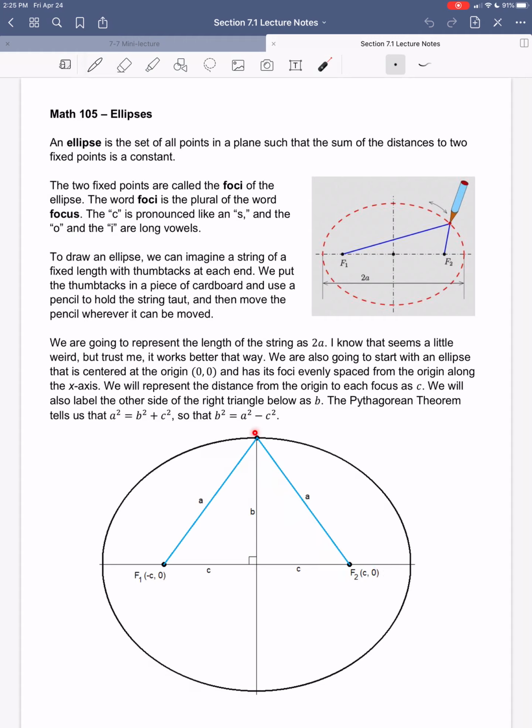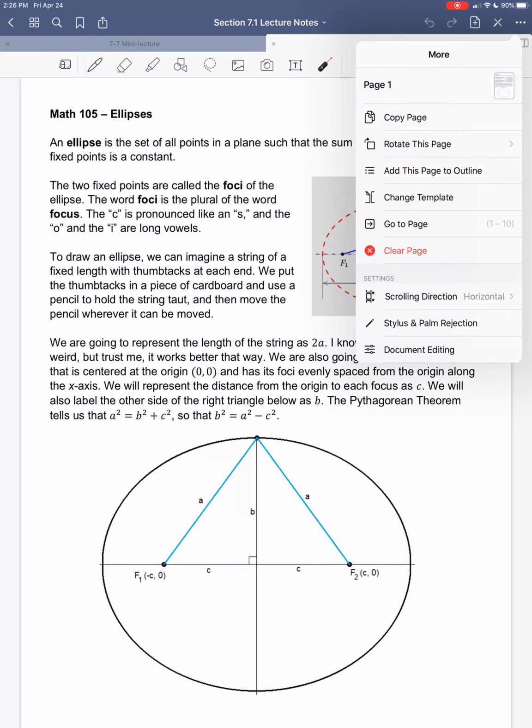Remember, if we hold the pencil right above the center, the string has length 2a. This is sort of why we did it that way. One half of the string is a going up, and the other half is a going down. We've got these two sides that are c, and we're going to label the side in the middle as b. Remember the Pythagorean theorem says if I square the hypotenuse, that's the sum of the other two sides squared. So a squared equals b squared plus c squared, or I could subtract c squared from both sides, and that would give me b squared equals a squared minus c squared. That's going to be important later on.